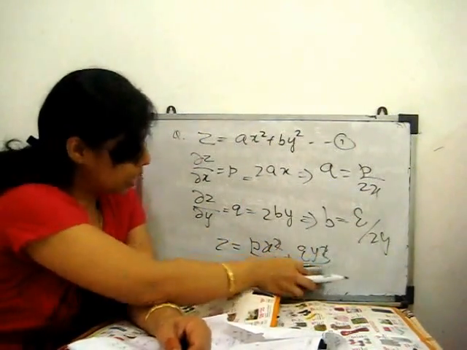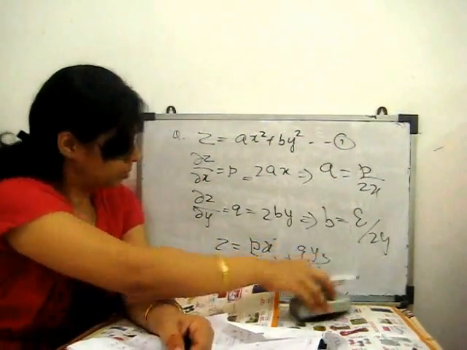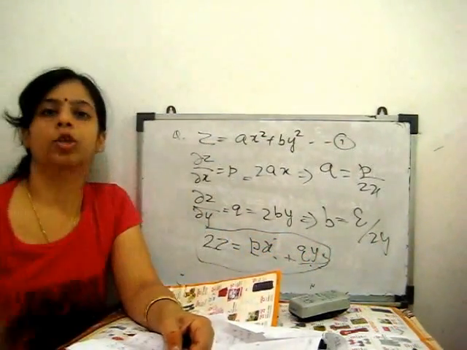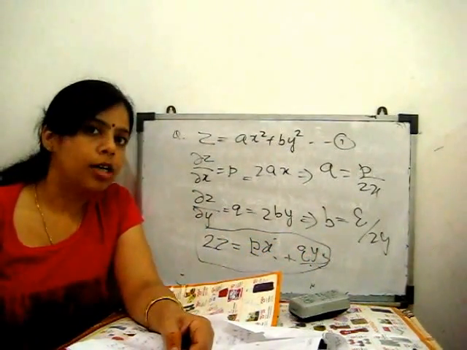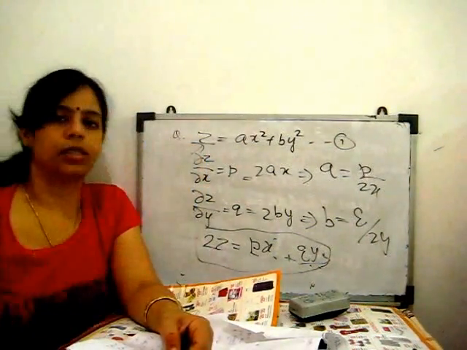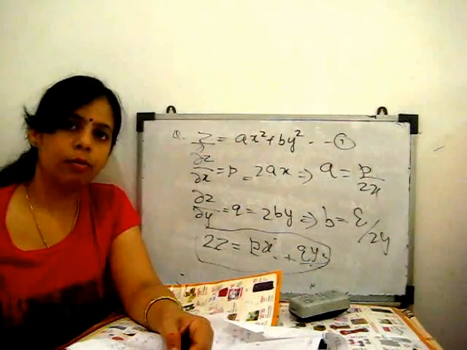Again 2 come this side. So what our equation remaining? 2z is equal to px plus qy. This is your ordinary first order partial differential equation of given function. Clear? So how we formulate?